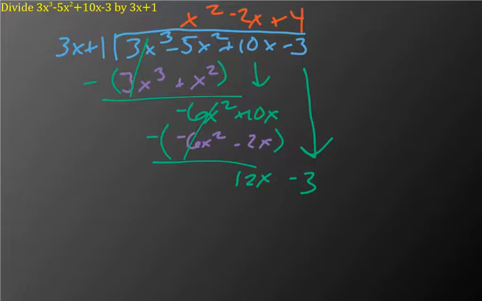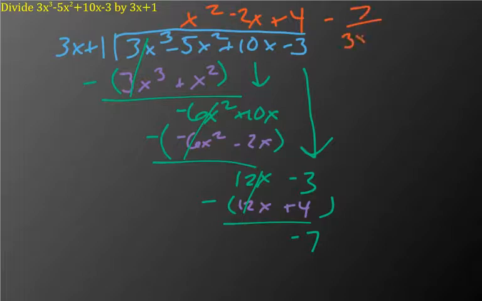And then I multiply 4 by 3x plus 1 and get that. And then I'm going to subtract. And I get negative 7 left over. So I'm going to do the same kind of thing and put that in a fraction and say, what I have left over is negative 7 over 3x plus 1. And you can think of it literally as plus negative 7 over 3x plus 1.